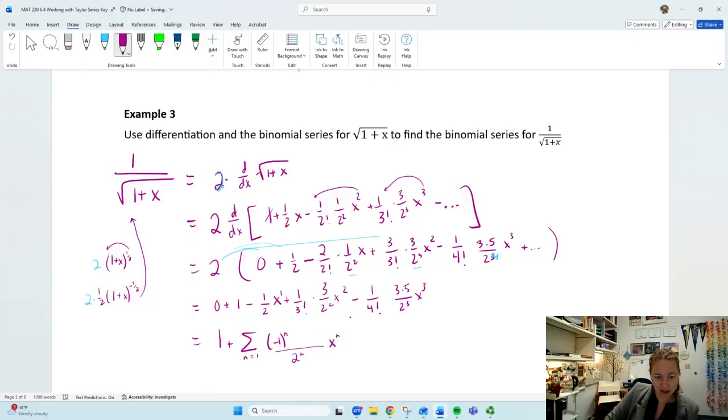And then you'll start to see here, I have a 1 times 3, I have a 1 times 3 times 5. So here I'm going to have a 1 times 3 times 5 times up to 2n minus 1 because it's just odd numbers in there. And that is going to be where I pause. Second video, we'll pick up on some more power series solutions and more things to do with Taylor series.